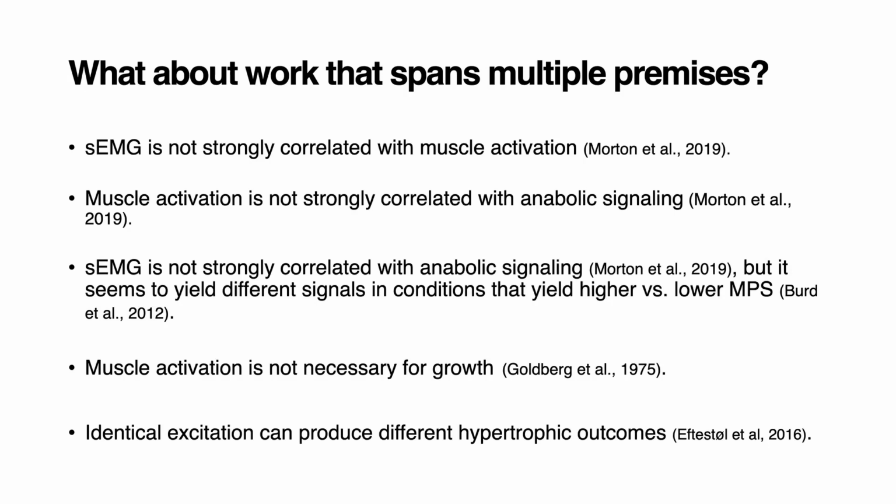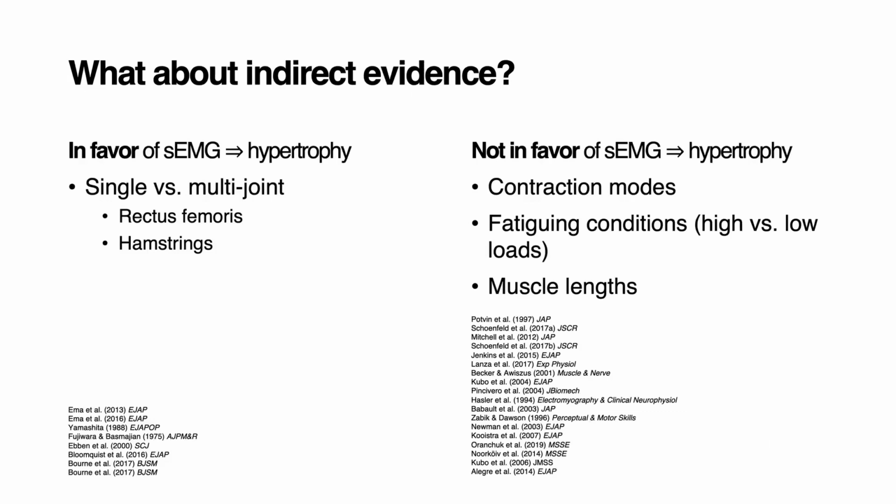So this work really, I think, needs to be fleshed out a bit more. Muscle activation is not necessary for growth, so this is from the old stretching studies. These are animal models, I'll note. And identical excitation can produce different hypertrophic outcomes. In this study, I think it was a rodent model, they had different joint velocities, and they gave the muscle the same stimulation. And there's indirect evidence in humans as well.